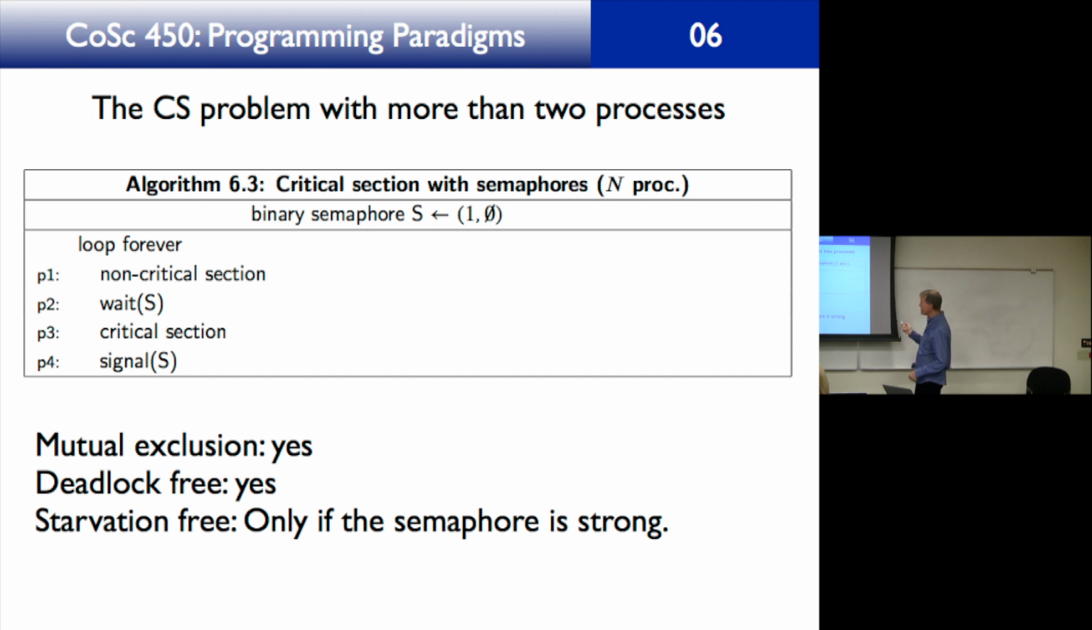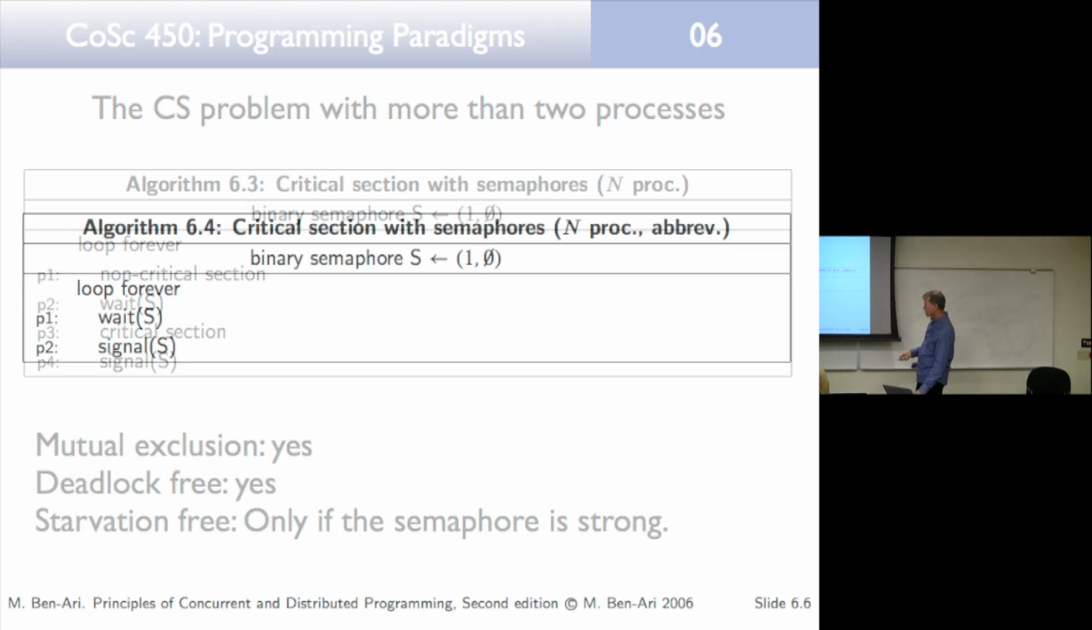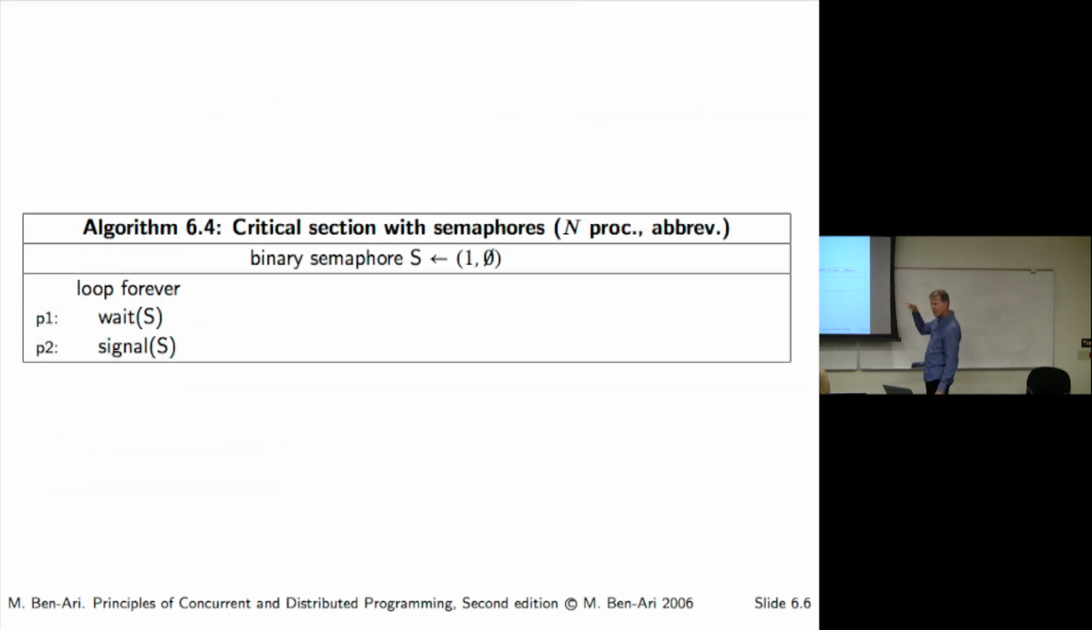So actually, it's an interesting thing to think about: you don't have starvation with more than two processes, only if the semaphore is strong. So in Java, you'd have to say comma true to guarantee that.